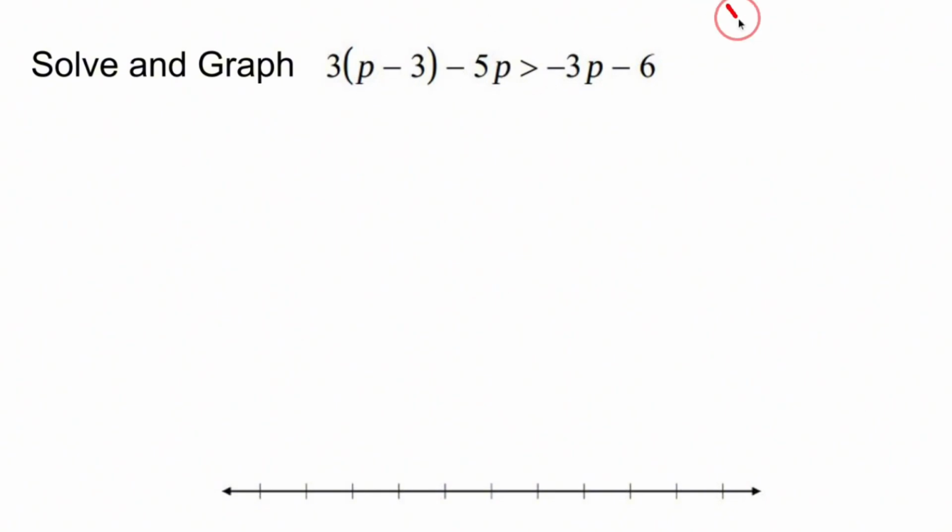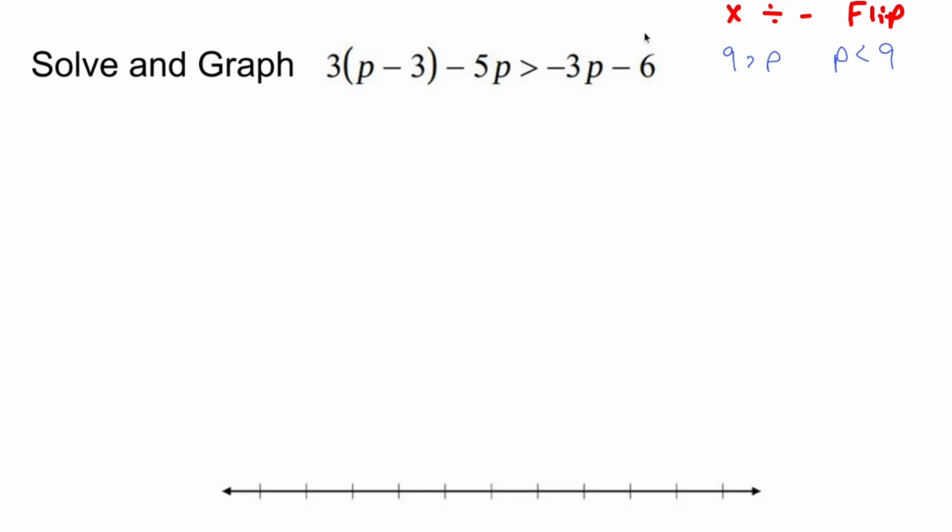If at any point you multiply or divide by a negative, you need to flip the symbol. If at any point your variable ends up on the right, like something like 9 is greater than p, I don't like that. Change it to p is less than 9. Okay, flip everything if you need to flip the variable.